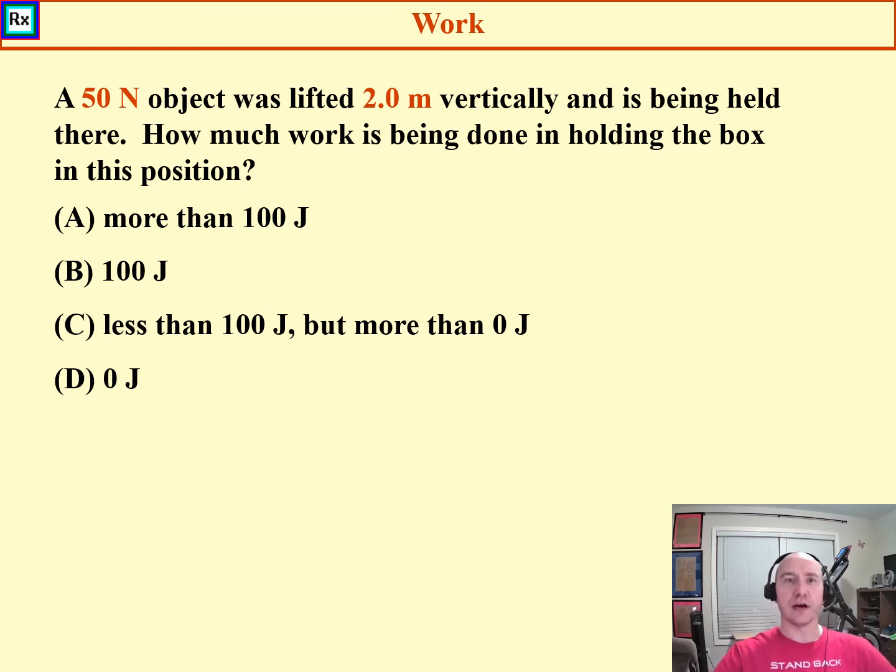All right, so a 50 Newton object is lifted 2 meters vertically and is being held there. How much work is done by holding the box in the position? All right, go ahead and answer this question. All right, so if you think about this, holding the box in this position, that means you're not changing your position, which means you don't have a distance or a displacement. Therefore, you're going to have 0 joules of transferred energy. Now, if you take that 50 times 2, that gives you 100 joules. So while you lift it, you do increase the gravitational potential energy by 100 joules. But while it's being held there, there's no transfer of energy, so it's going to be 0.